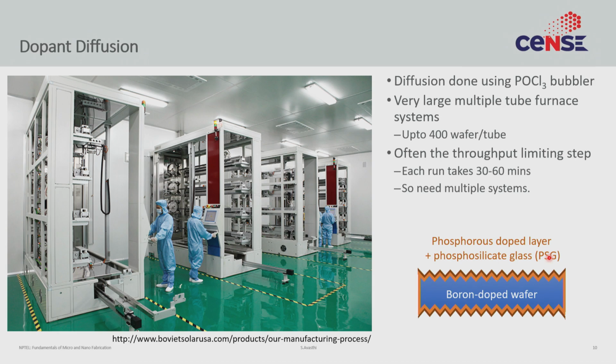How do you create the diffusion? How do you create that p-n junction? Now, the easiest thing we can do is diffusion. The more complicated thing we can do is implantation.